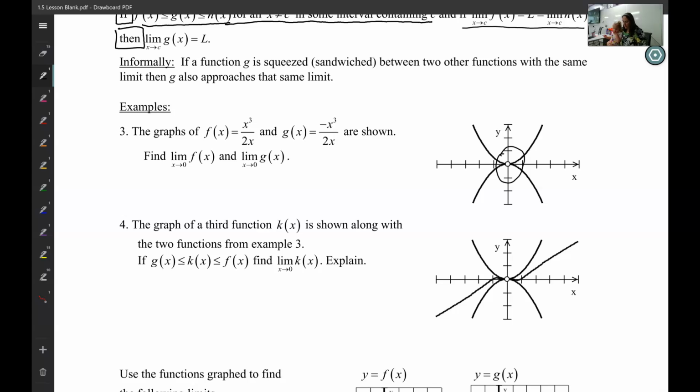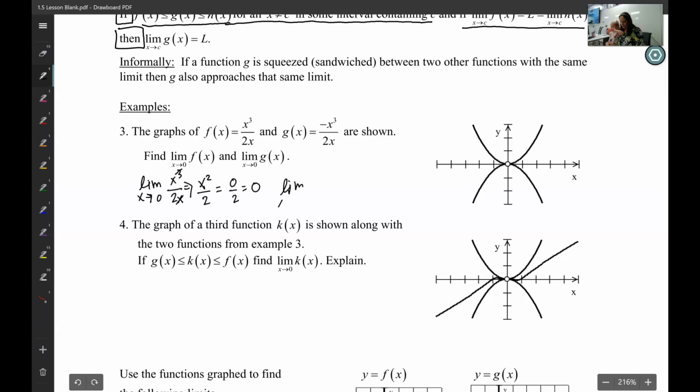So number 3, the graph of f of x and g of x are shown right here. We want to find the limit as x goes to 0 of f of x and the limit as x goes to 0 of g of x. So limit as x goes to 0 of x cubed over 2x. Well, I can simplify this to x squared over 2, which when I plug 0 in, I get 0 divided by 2, which is 0. I can do the same thing for the limit as x goes to 0 of g of x.